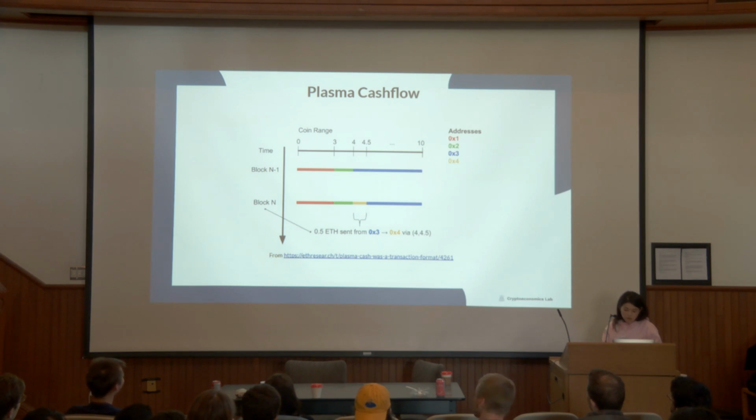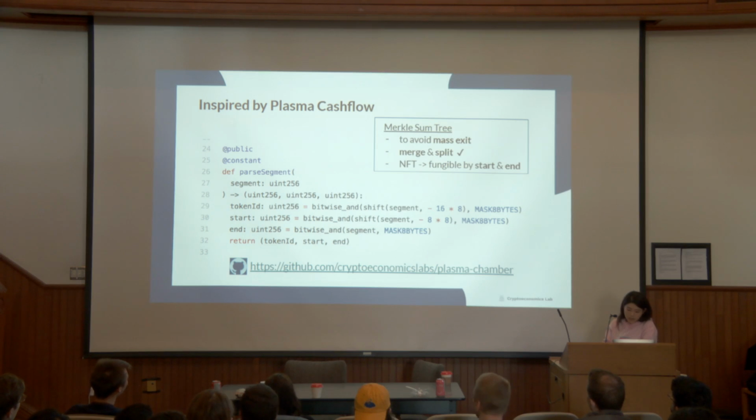What I mean by cash flow based is that it employs a Merkle tree to avoid mass exit for the security guarantee, and it can merge and split ranges to treat NFTs as fungible by defining start and end points here.